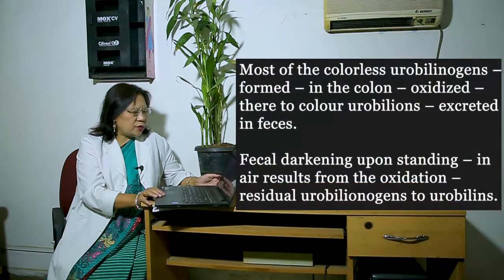Most of the colorless urobilinogens formed in the colon are further oxidized to colored urobilins and excreted in the feces. Fecal darkening upon standing in the air results from the oxidation of residual urobilinogens to urobilins.